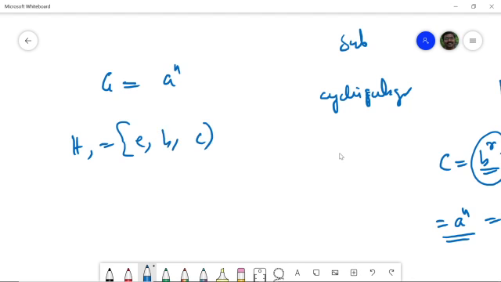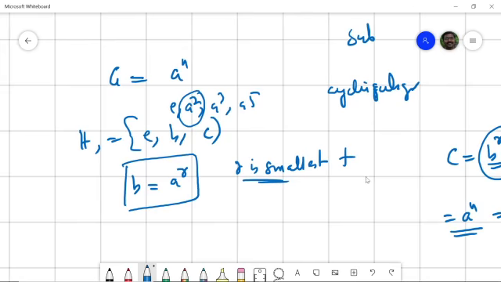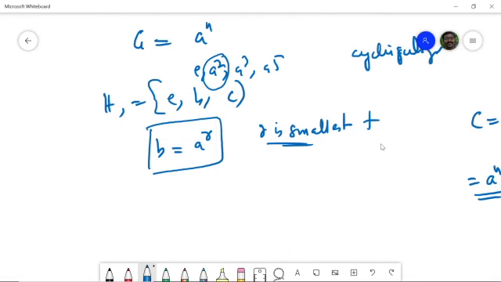Out of that we chose the element b with the property that it can be written as a raised to r, where r is the smallest positive integer with that property in that set. So maybe H will contain e, a square, a cube, a raised to 5. Out of this, a square is the smallest, so this 2 is the smallest positive integer. So b is a raised to r, where r is the smallest positive integer with that property. Now we will show that this H is cyclic.